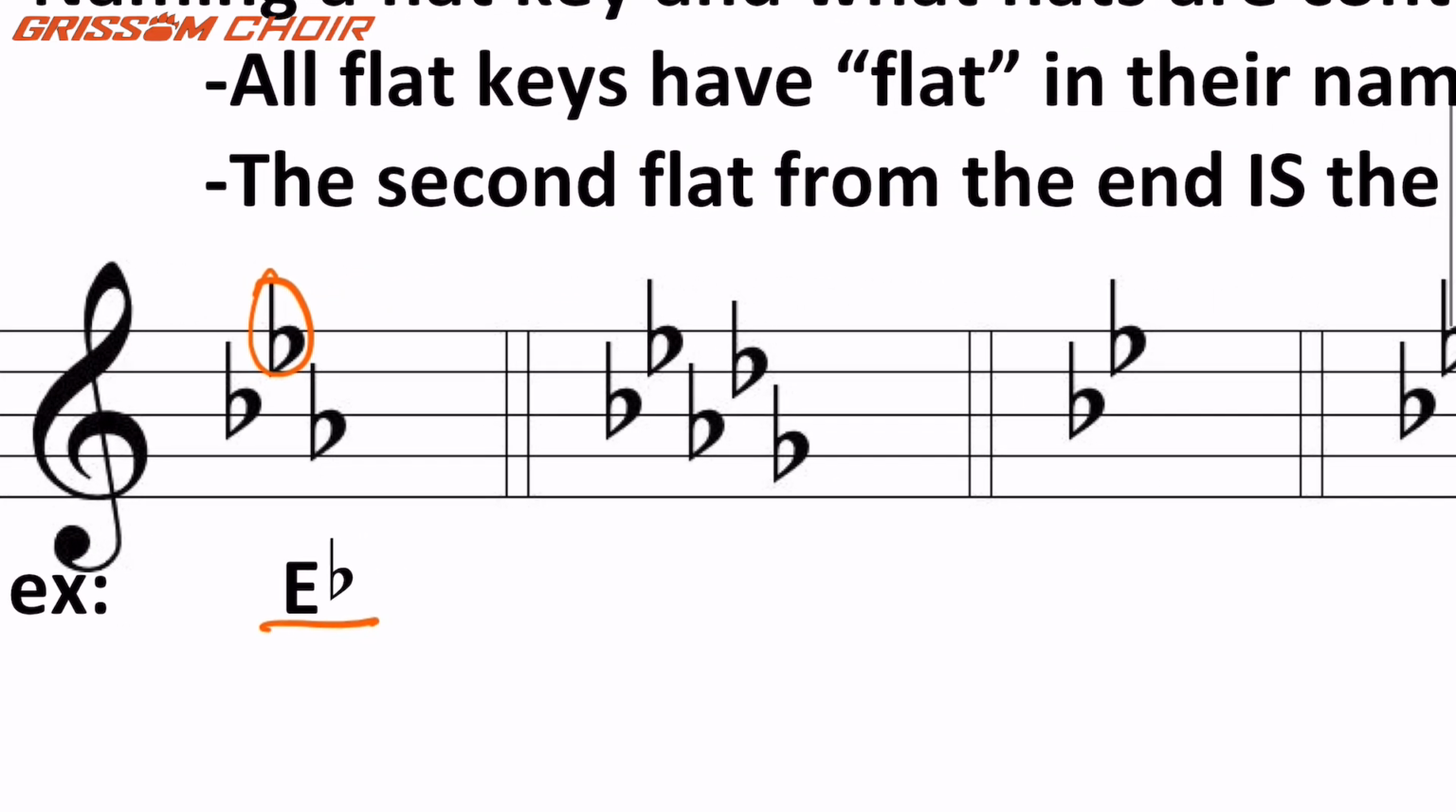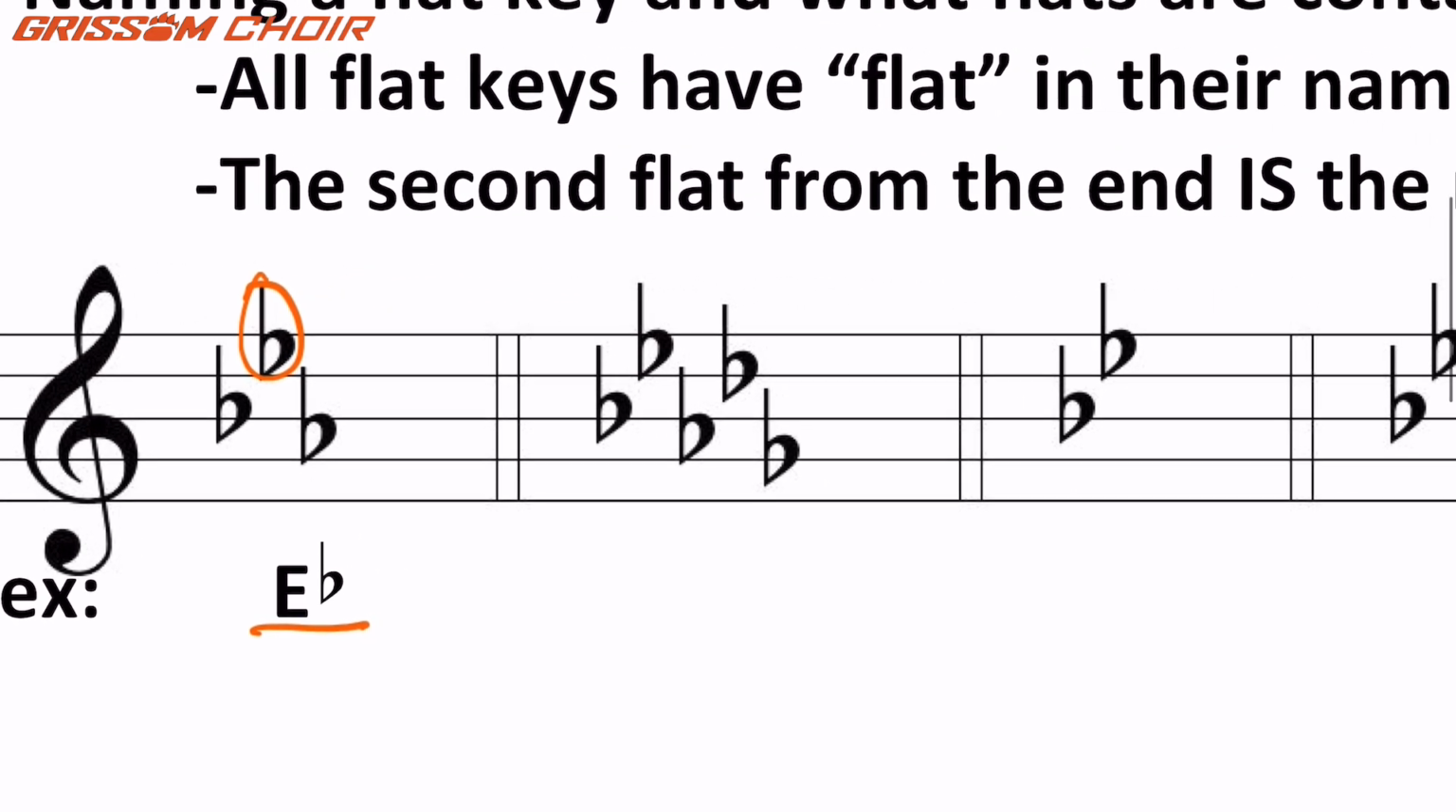This next example, there are 5 flats in the key signature: B flat, E flat, A flat, D flat, and G flat. The next to last flat is on the D line, so that means that we are in the key of D flat major.